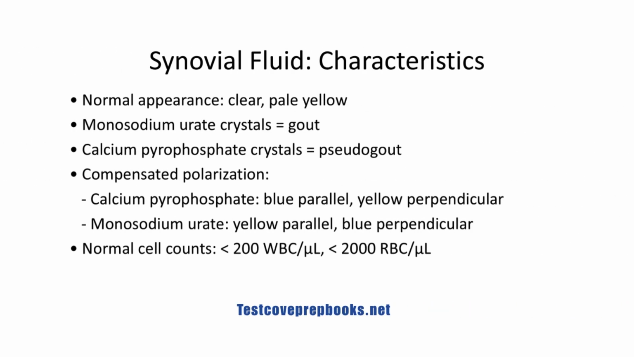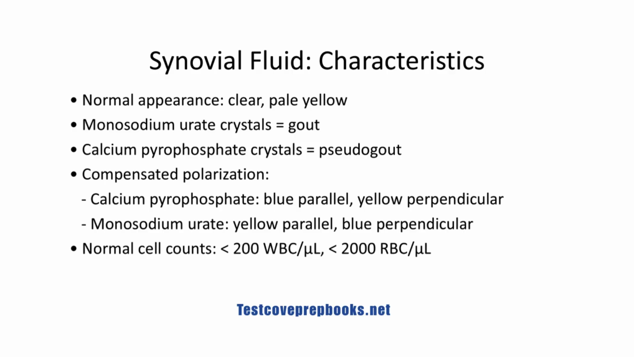Normally, synovial fluid is clear and pale yellow. The presence of monosodium urate crystals indicates gout, while calcium pyrophosphate crystals suggest pseudogout. Using compensated polarization, calcium pyrophosphate appears blue when parallel to the compensator and yellow when perpendicular. Conversely, monosodium urate crystals appear yellow when parallel and blue when perpendicular.